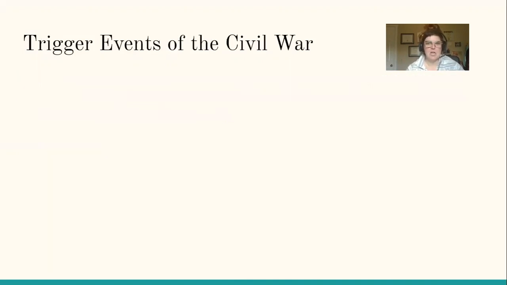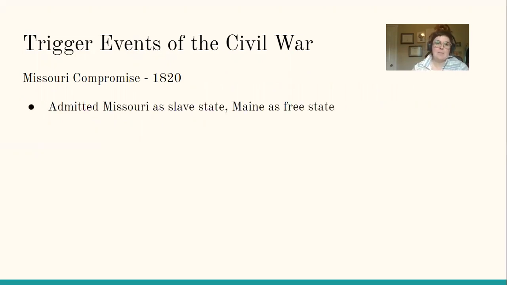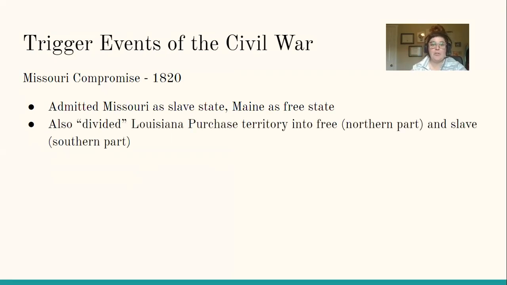Okay, so let's get into talking about events. One of the first things on the road to the Civil War was the Missouri Compromise of 1820, which you should have read about the other day. This admitted Missouri as a slave state and Maine as a free state. That was often the compromise, that one state would enter as slave, one state would enter as free. It also divided the Louisiana Purchase territory into a free part above a certain latitude and a slave part below a certain latitude. So it continued this tradition of the southern area of the United States having slaves and the northern area having fewer slaves.